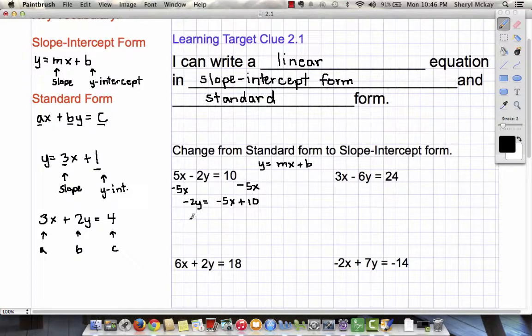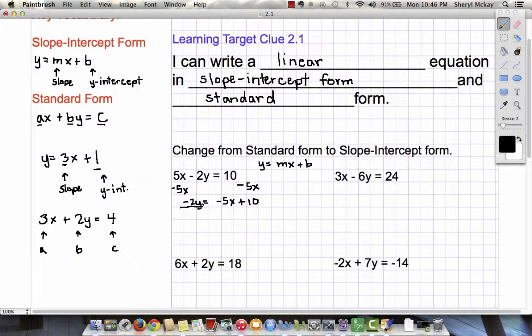And the reason I do that is because I want it in this exact format, y equals mx plus b. But I'm not quite done yet, and I wonder if you see what that is. Well, it's that y. That y has to be by itself, and right now, my y is not by itself. It has a coefficient. It's not isolated. It has negative 2 in front of it.